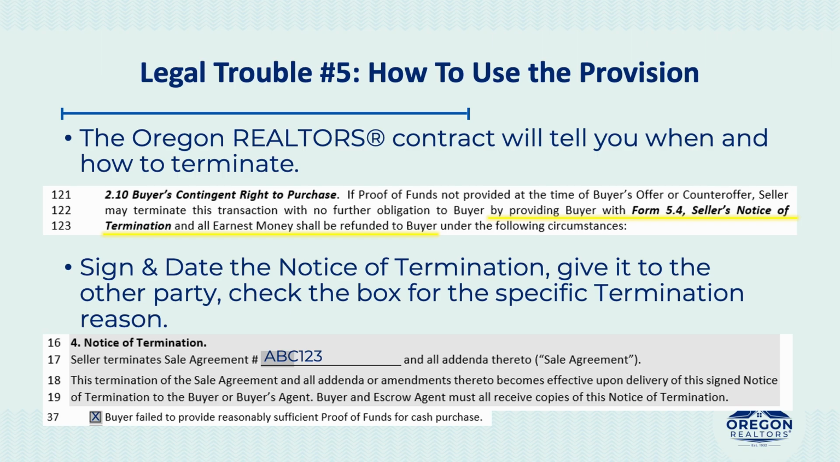For instance, this piece from the sales agreement: if the proof of funds is not delivered, the seller can terminate. And they do so by providing buyer form 5.4, the seller's notice of termination. And in that seller's notice of termination, it will say all the earnest money goes back to the buyer in that scenario. So if the proof of funds is not satisfactory or they don't get it, then the buyer gets the earnest money back, but you're out of contract.